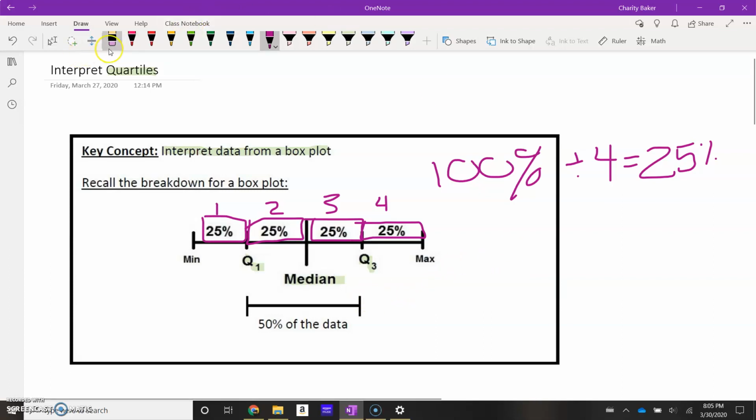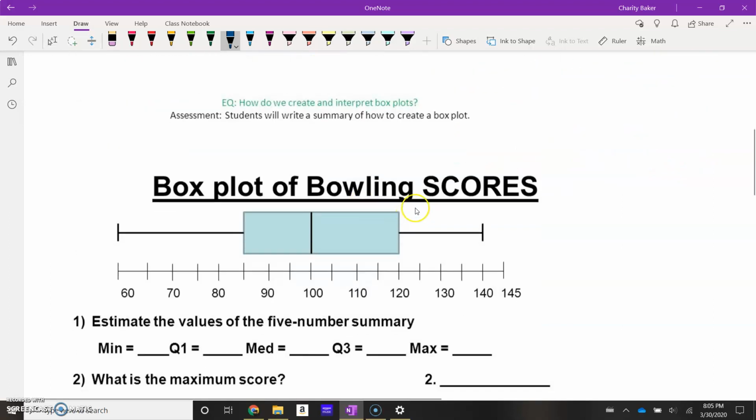So, knowing this, we can answer some really interesting questions about the data. So let's scroll down here and I'll show you what I'm talking about. Let's just answer some questions. Okay, so try to remember this diagram. Let me erase a little bit off of it first. And just remember that each of your numbers, Q1, the median, and Q3, divide your data into 4 equal pieces. Okay, so let's go down here.